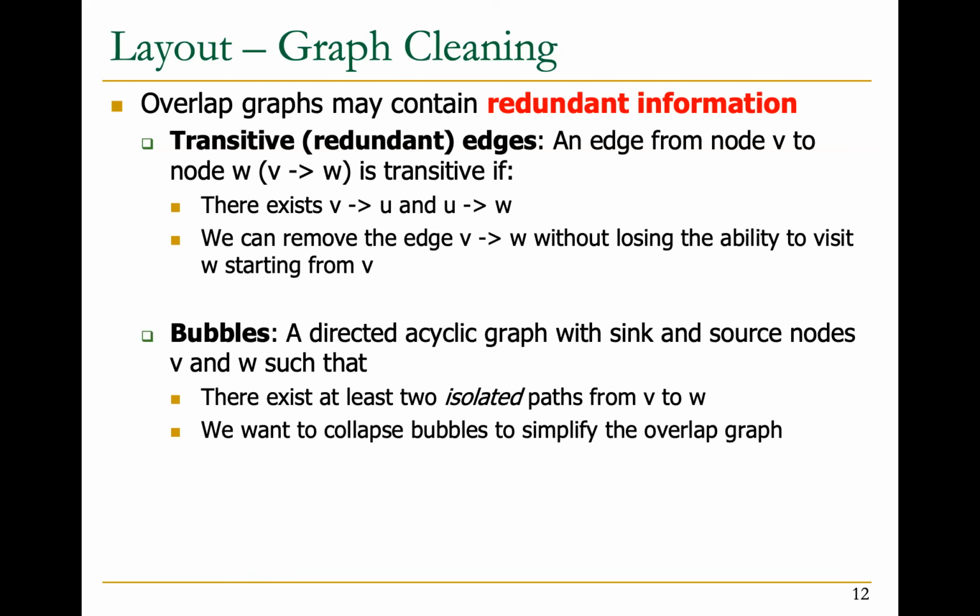Another term is bubbles, which is slightly similar to transitive edges, but there are slight differences. Bubbles are directed acyclic graphs where the sink and source nodes, assume these are V and W, have at least two completely isolated paths from V to W. If there are two such isolated paths, we can collapse one of these bubbles so that we can simplify the overlap graph.